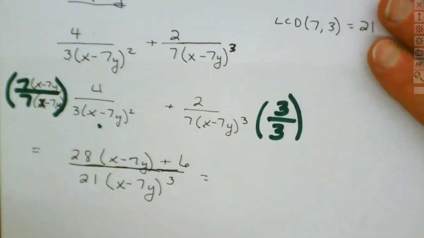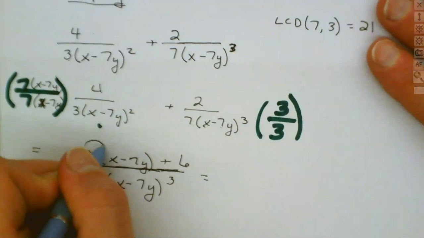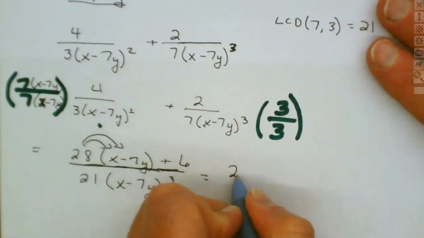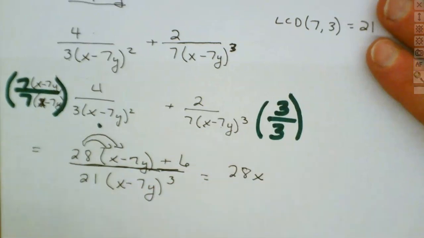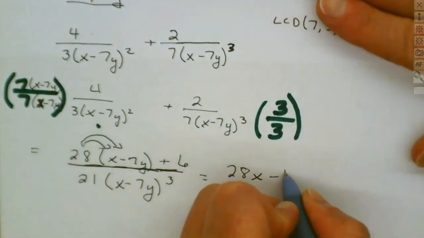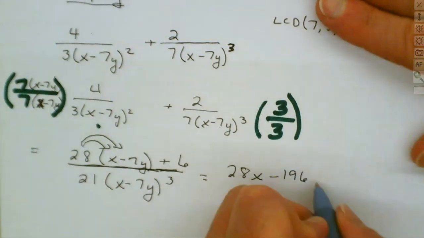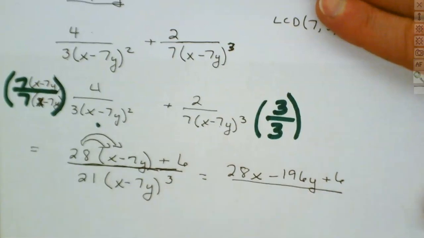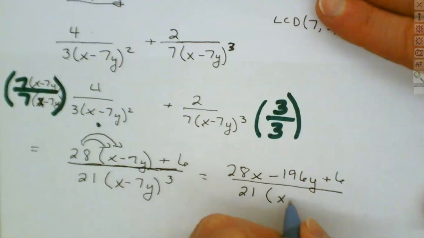You could leave it like this. I'm going to go ahead and distribute that 28 through. And that's going to then leave you with a 28x minus, we've got 28 times 7, so minus 196. And that's going to be y plus 6 over 21 times x minus 7y cubed.